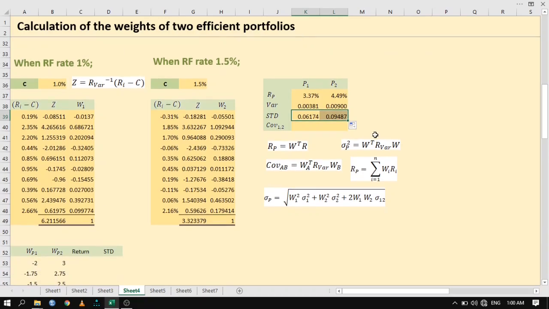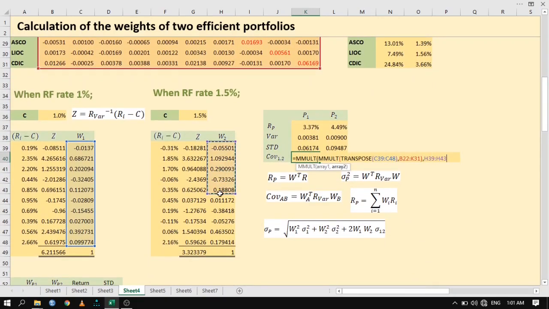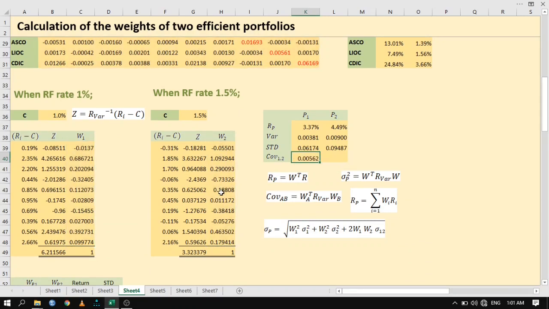In order to calculate covariances, you can always use the previous formula here. Covariance AB is equal to weight A transpose variance covariance matrix multiplied by weight B vector. So here I'm going to calculate equal mmult, mmult. We have transpose weight A here, that means weight of the portfolio 1, multiplied by the variance covariance matrix, and again multiply it with the weight 2. Control Shift Enter, you get it.